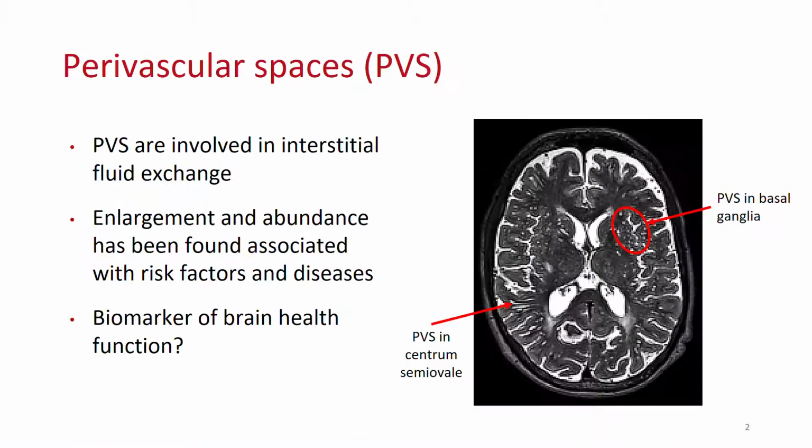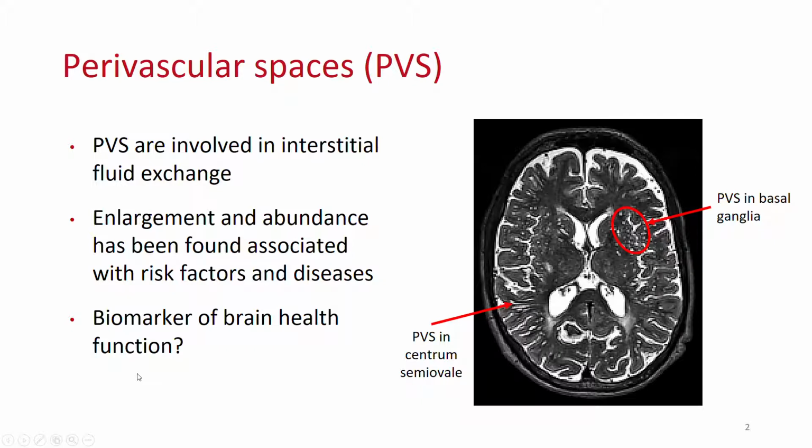So let's get started. Perivascular spaces are tubular structures which appear hyperintense in T2-weighted scans, and they can be found typically in the basal ganglia and also in the central semiovale. These PVS are thought to play a role in cerebral hemodynamics and also interstitial fluid exchange. They are typically microscopic, but they have been seen to be large and abundant in patients with some risk factors and some diseases. So we think that they can be a biomarker of brain health function.